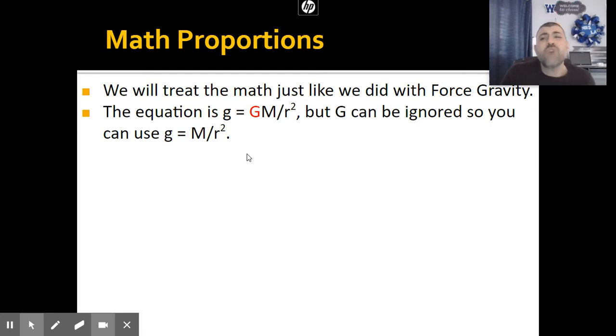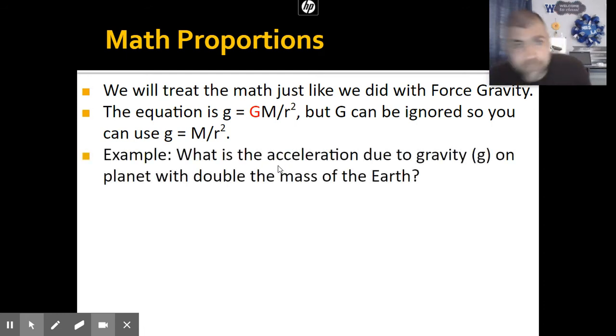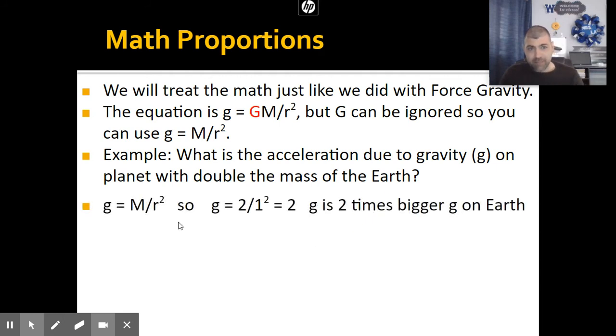So this should be so easy. It should be even easier than the stuff we did before. You should ace this Edpuzzle, all right? So just an example one for us to do together. What is the acceleration due to gravity on a planet with double the mass of Earth? Acceleration due to gravity and g, that's the same thing. So if it has double the mass of the Earth, for this M, I'm just going to plug in a 2, all right? If you think of it as starting as 1 divided by 1 squared equals 1, now what's going to happen when I double the mass? So I plug a 2 in for the mass, 2 over 1 squared.